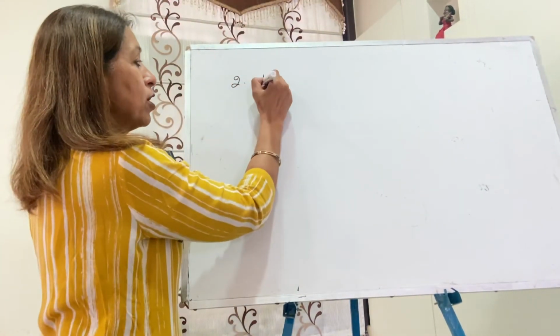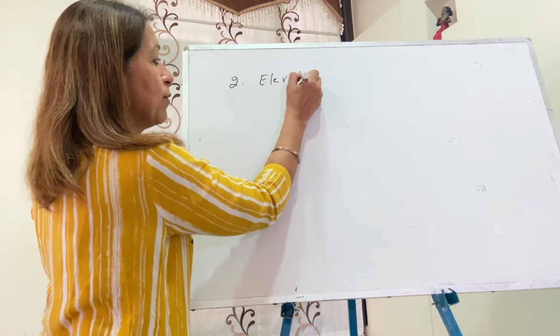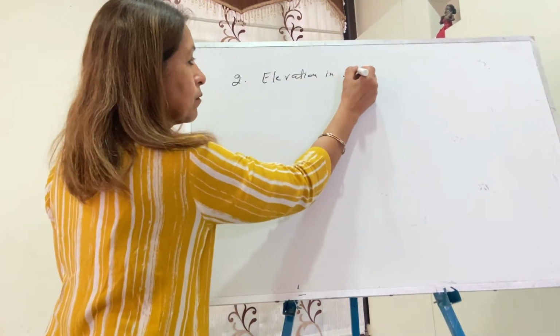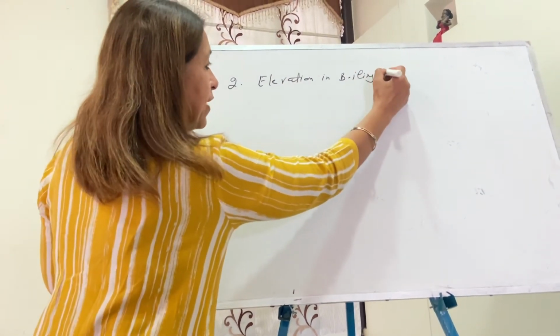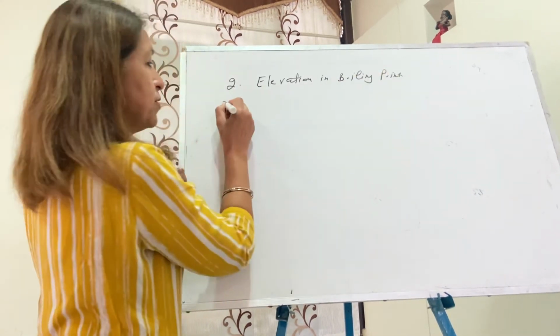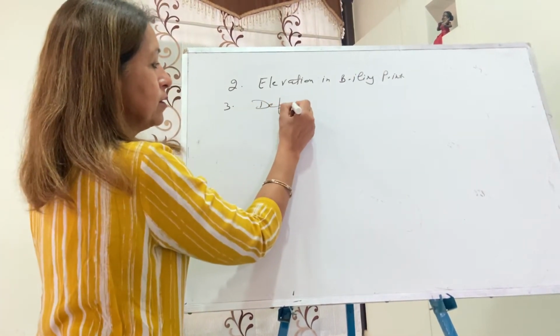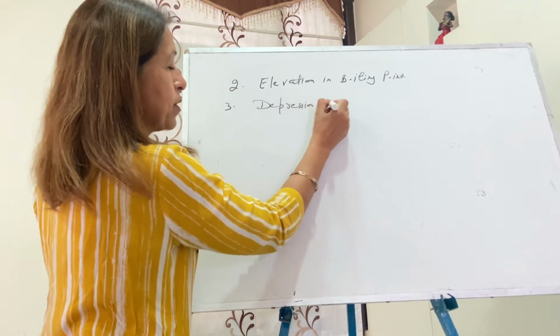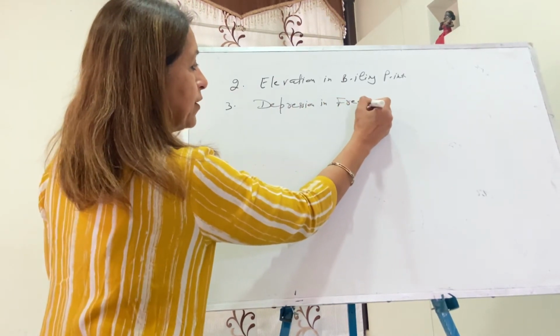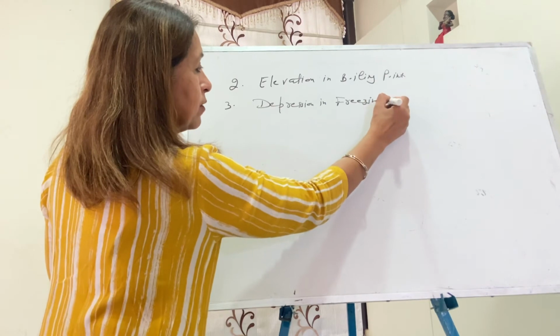Write down, my second colligative property is elevation of boiling point. These two properties I will take together. And the third is depression of freezing point. So in my next lecture, I will take these two properties, elevation of boiling point and depression of freezing point.